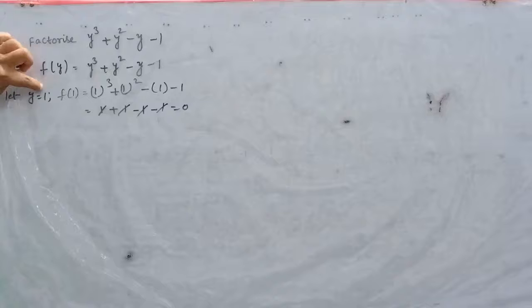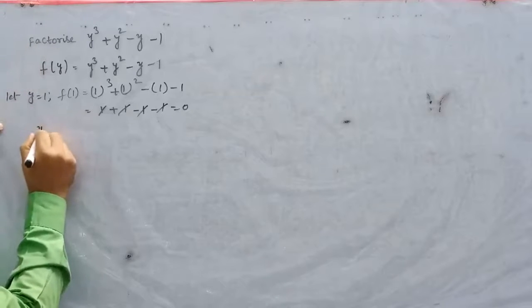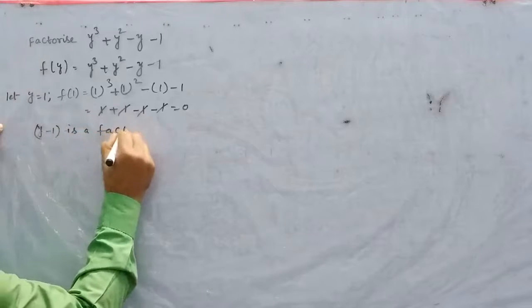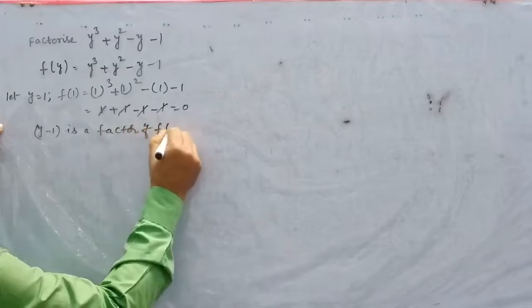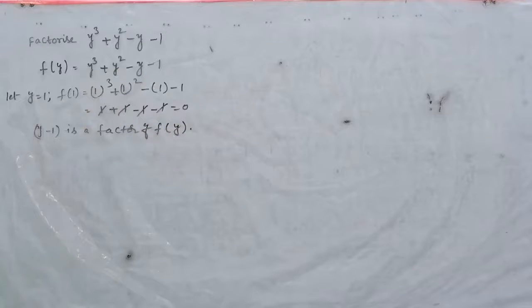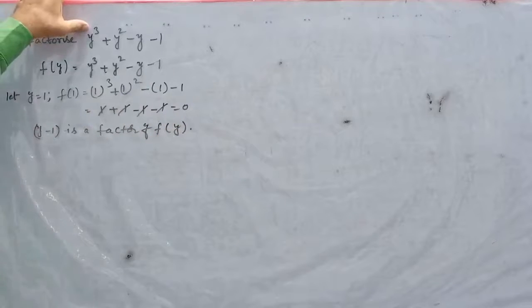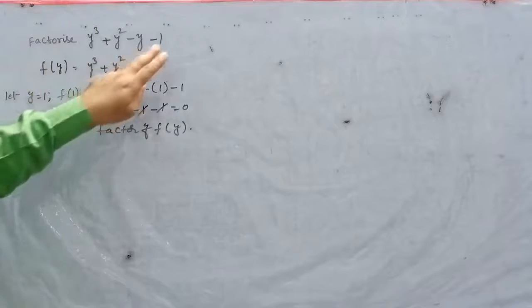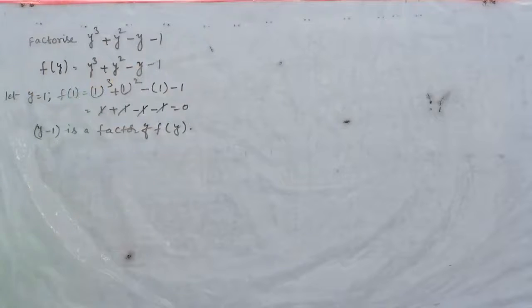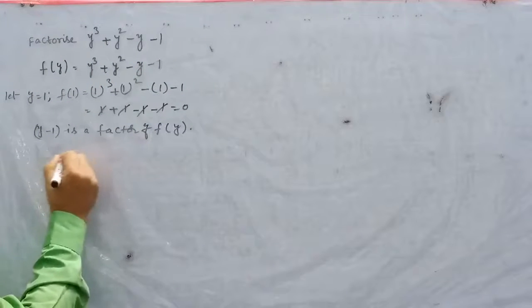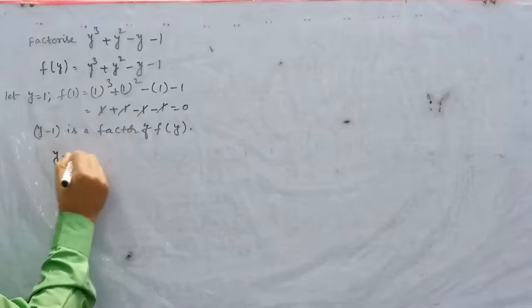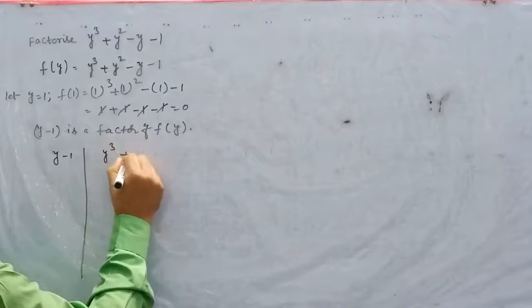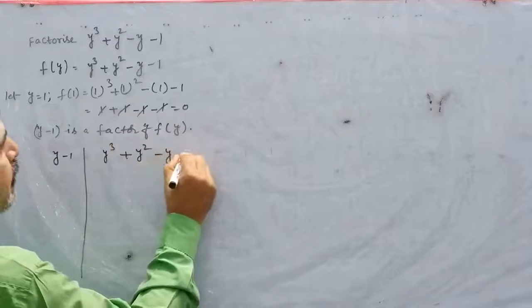Therefore y is equal to 1 is a factor, or y minus 1 is a factor of f of y. And this is a cubic polynomial. The first factor is y minus 1, and the remaining two factors we get by using the division method or synthetic division. So that is y minus 1 here, y minus 1, next y cube plus y square minus y minus 1.